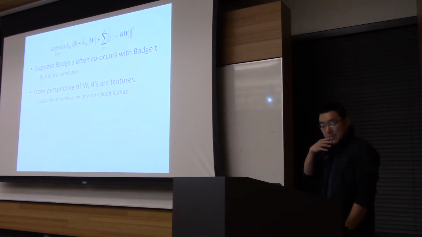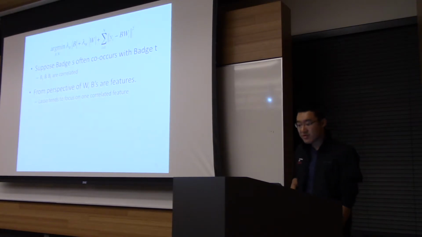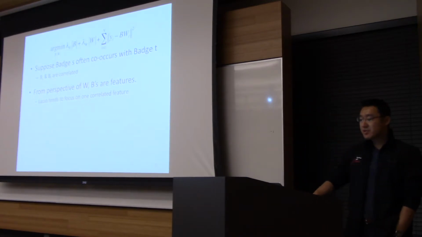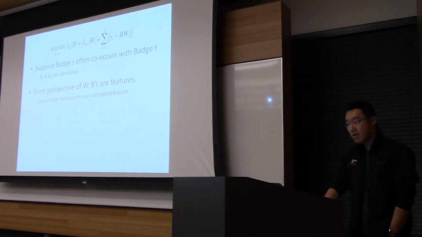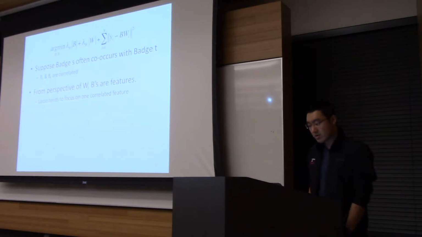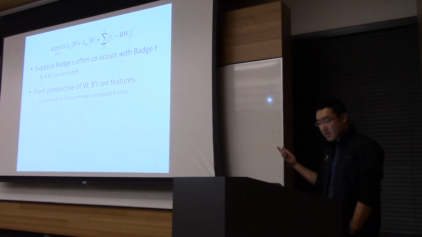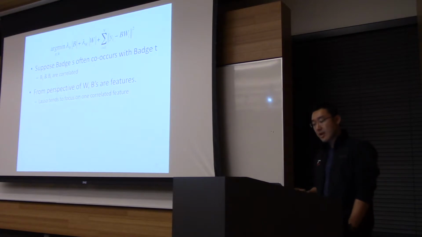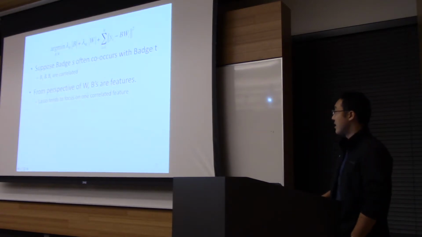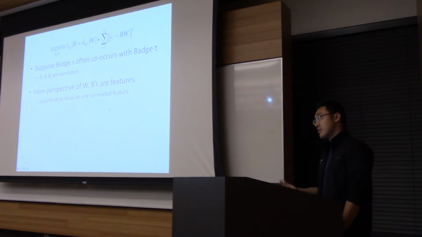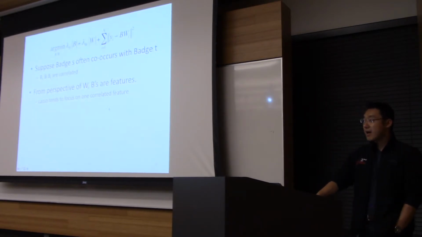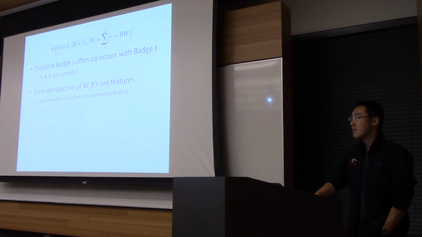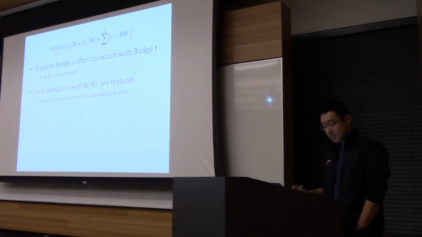Okay, so we have a problem here, similar to the previous application, where badges occur in a correlated way, right? If a user decides to self-identify with badge S, there's a higher probability that they'll self-identify with badge T, right? And again, Lasso tends to focus on one of the correlated features and zeroes out the other one, even though both badges may be useful in describing or encoding the article, right?